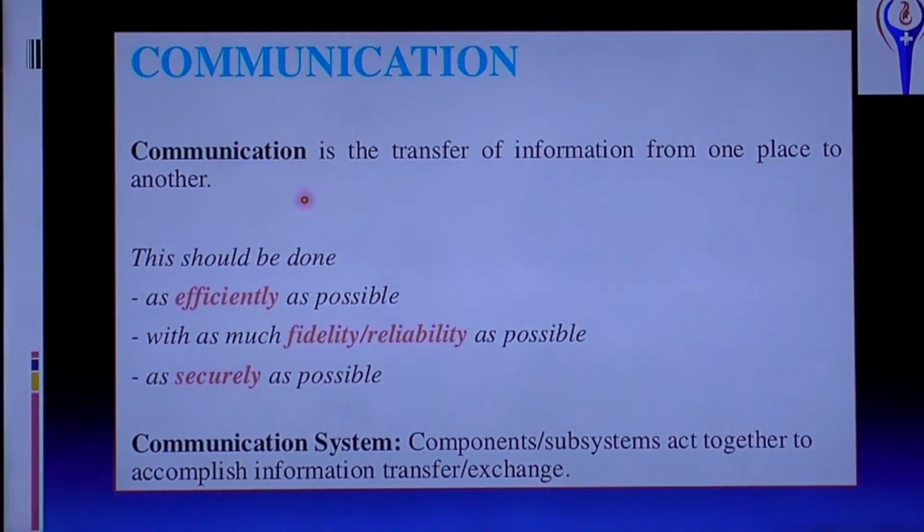What is communication? Communication is a transfer of information from one place to another. This should be done as efficiently as possible, with as much fidelity and reliability as possible, and as securely as possible. A communication system has components or subsystems that act together to accomplish information transfer or exchange.